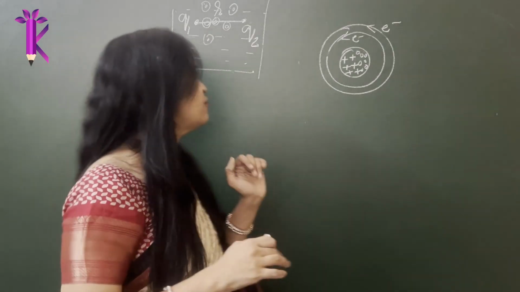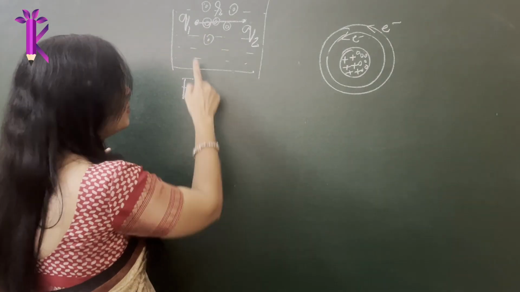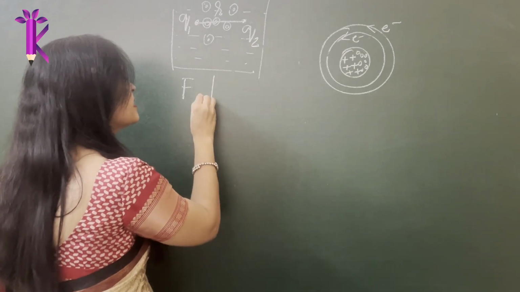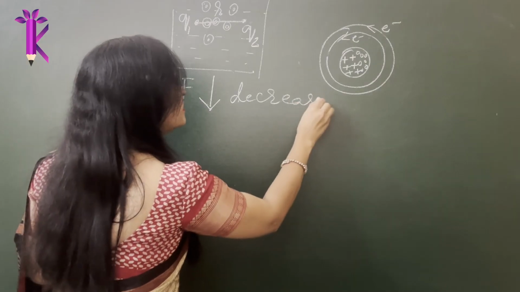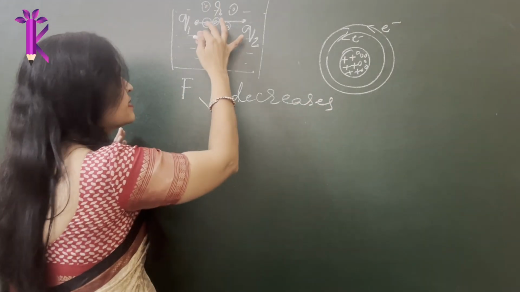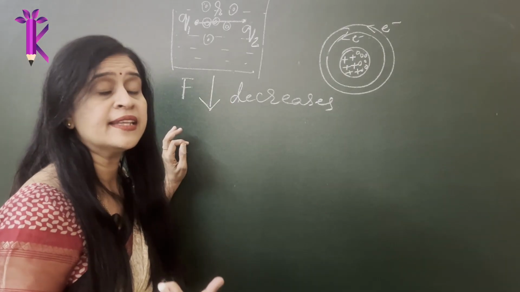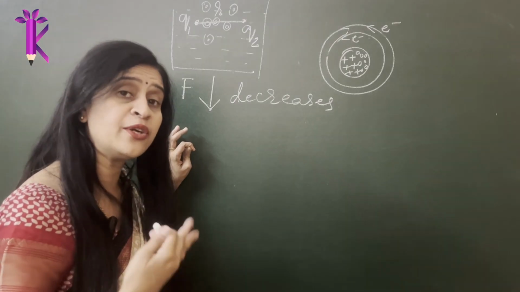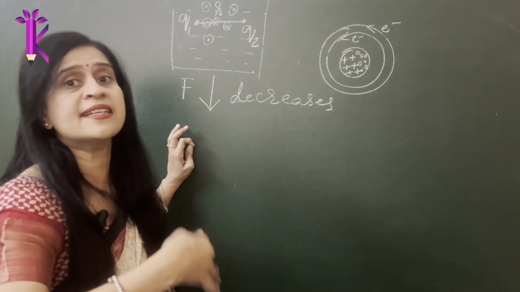Got it? So therefore, what will happen? The force gets drastically reduced. The Coulombian force of repulsion in this case gets drastically reduced. Force decreases. Why does it decrease? These loaded atoms with charged particles have an ability to reduce the force. Why do they do it? Why does it happen in this particular medium? Because it's a characteristic of that medium.